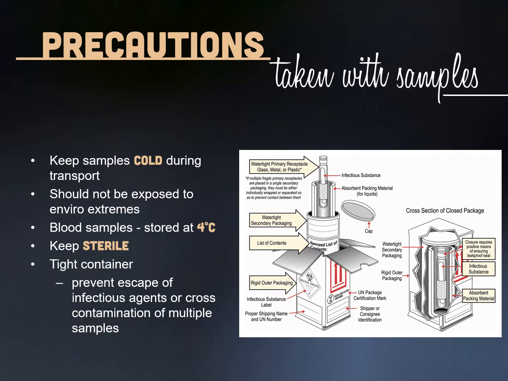Blood samples should be stored at 4 degrees Celsius, and specimens should be kept sterile. Keep specimens in a tight container to prevent possible escape of infectious agents or cross-contamination of multiple samples.